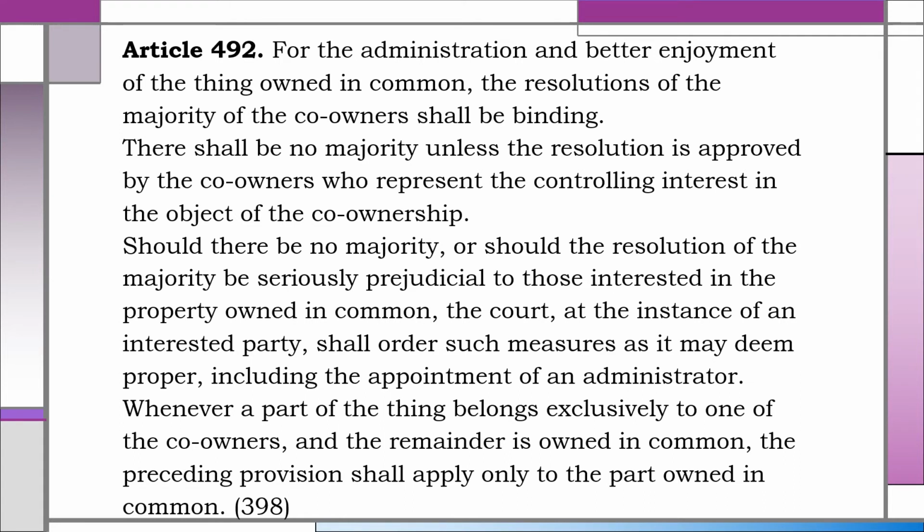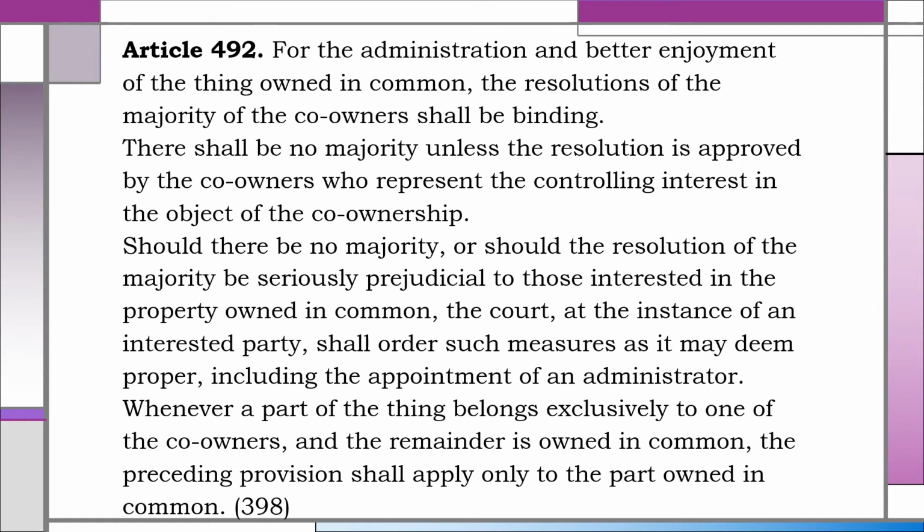This article pertains to administration and better enjoyment. Acts of administration or management are those that do not involve an alteration, those that may be renewed from time to time, those that have transitory effects, that is, they do not bind the co-ownership for a long time in the future, those that do not give rise to a real right over the thing owned in common, those which, even if called an alteration, do not affect the substance or nature of the thing, and those for the common benefit of all co-owners and not only one or some of them.